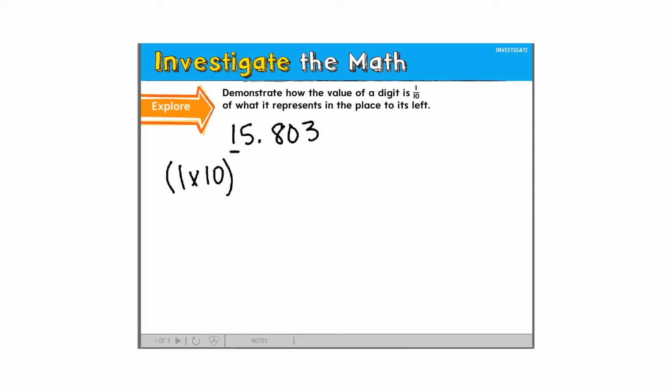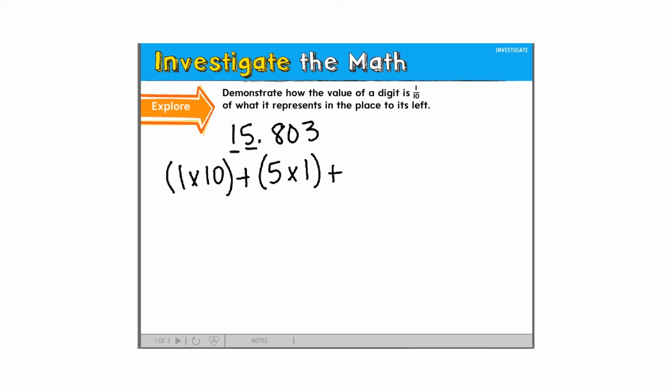Then I'm going to add that with the next digit, which is a 5. And what place is the 5 in? What place? The ones place. So I'm going to do 5 times 1. Then I'm going to put an addition sign. You guys remember this from when we did expanded form, hopefully? Nod your head. You remember what we did? Okay, good. So we did this on expanded form.